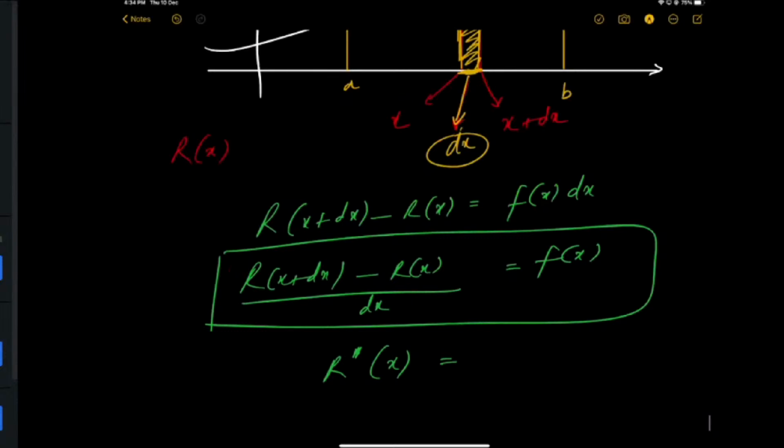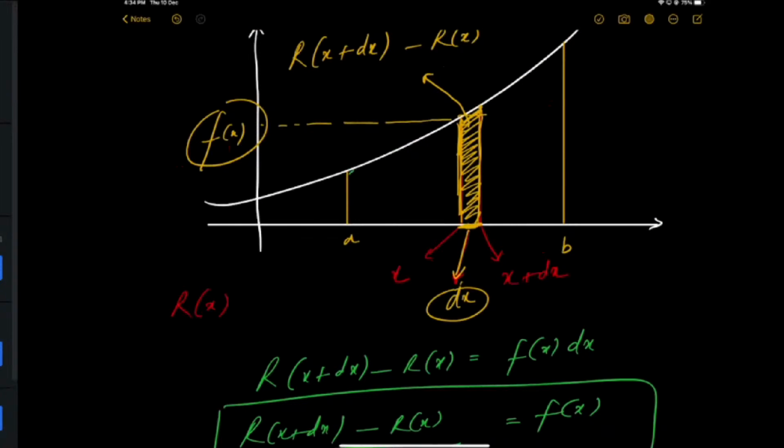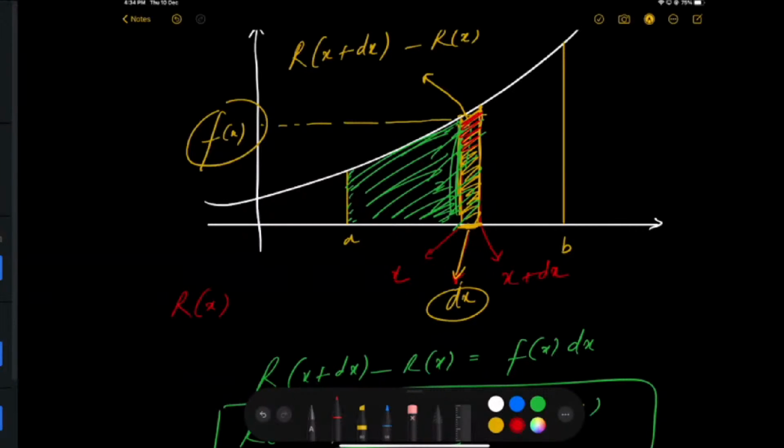Okay, so if you define some region as R of x, which is equal to area between a and x, okay, this is R of x. So R of x plus dx minus R of x gives you this area. Which area? Red area, correct? Because R of x plus dx was still here and R of x was still here only. So if you subtract this area from this area, you will get this area.